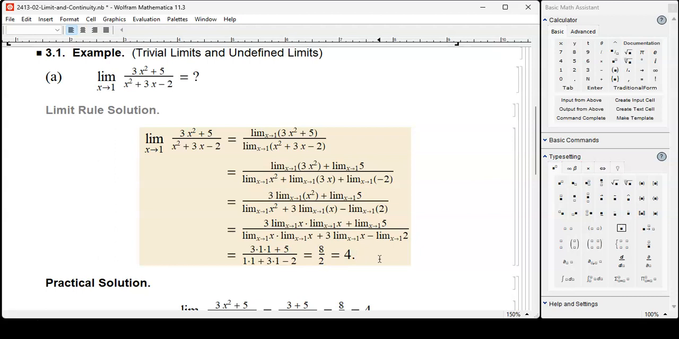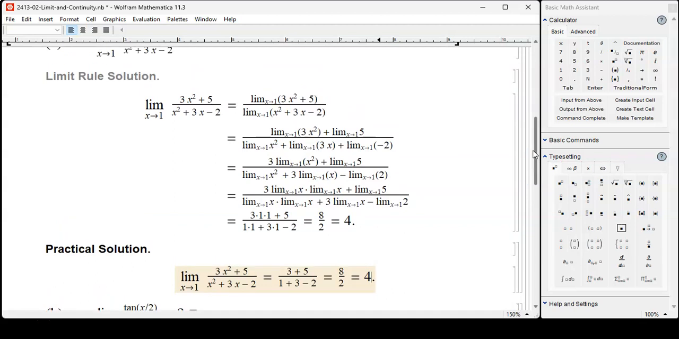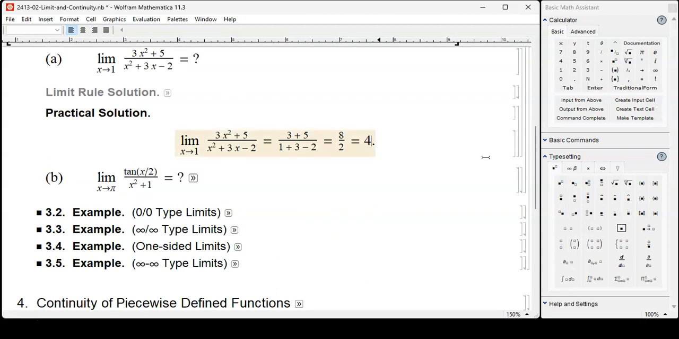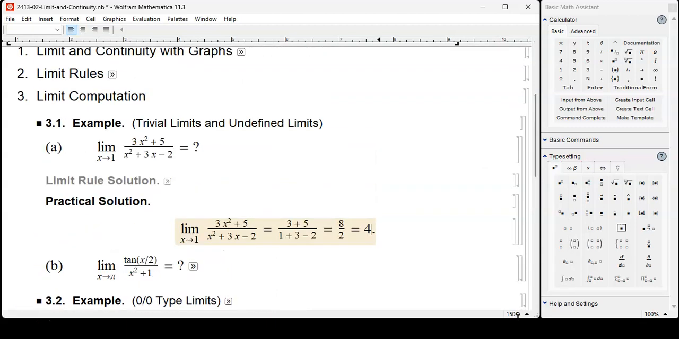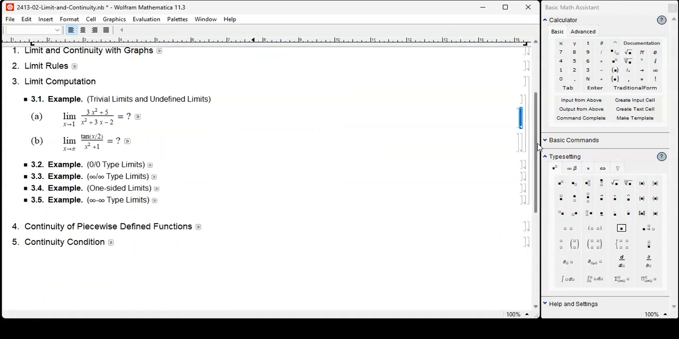Anyway, nobody does a computation like this. It's stupid. Everybody will do it this way. Just plug it in. If it works, it works. Computational approach. So limit rule approach works, yes, and theoretically it is important, but in practice it's nearly useless. This is better, and this is more useful. Let's go back to the normal size.